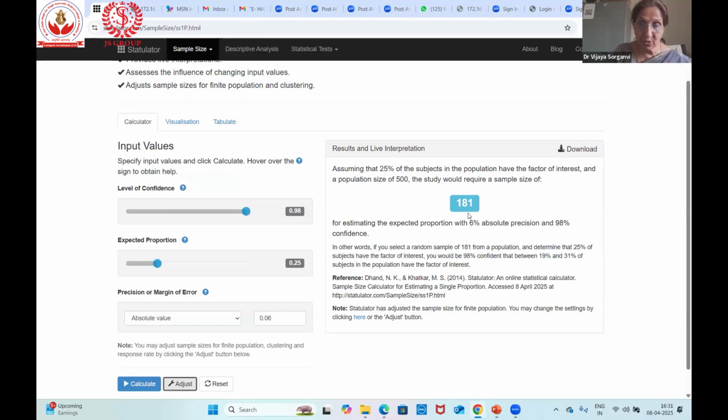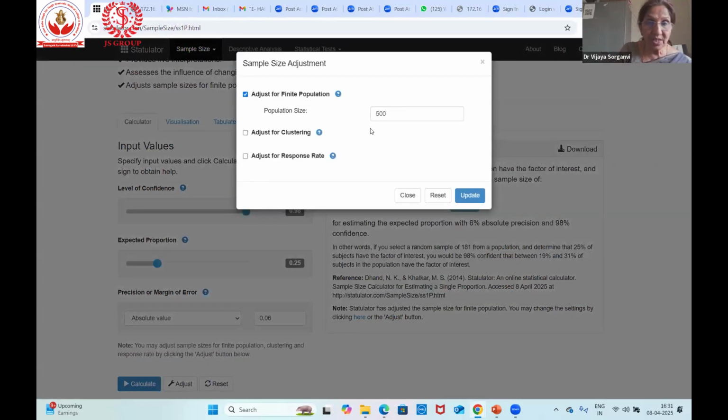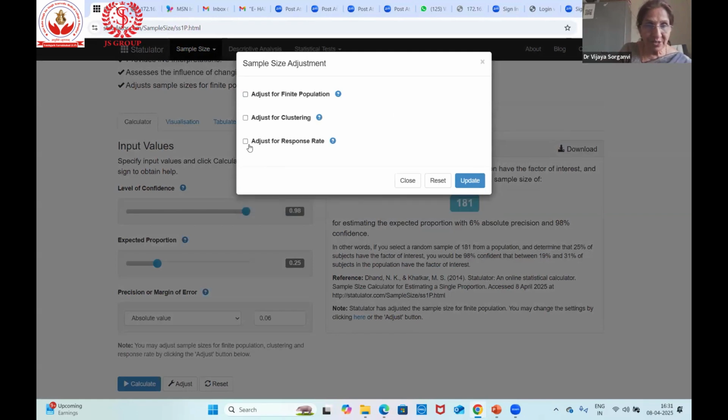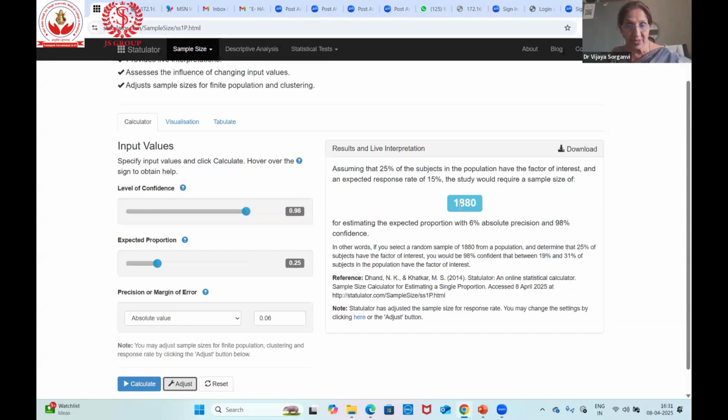Okay, so before going to the slide, I will show you how to adjust other adjustment methods. So this is not a cluster study, so this I will remove. I will adjust for response rate. By default, it is 6%. If you want to take 15%, 15% non-response rate means 85% response rate. So update it, your sample size increased.